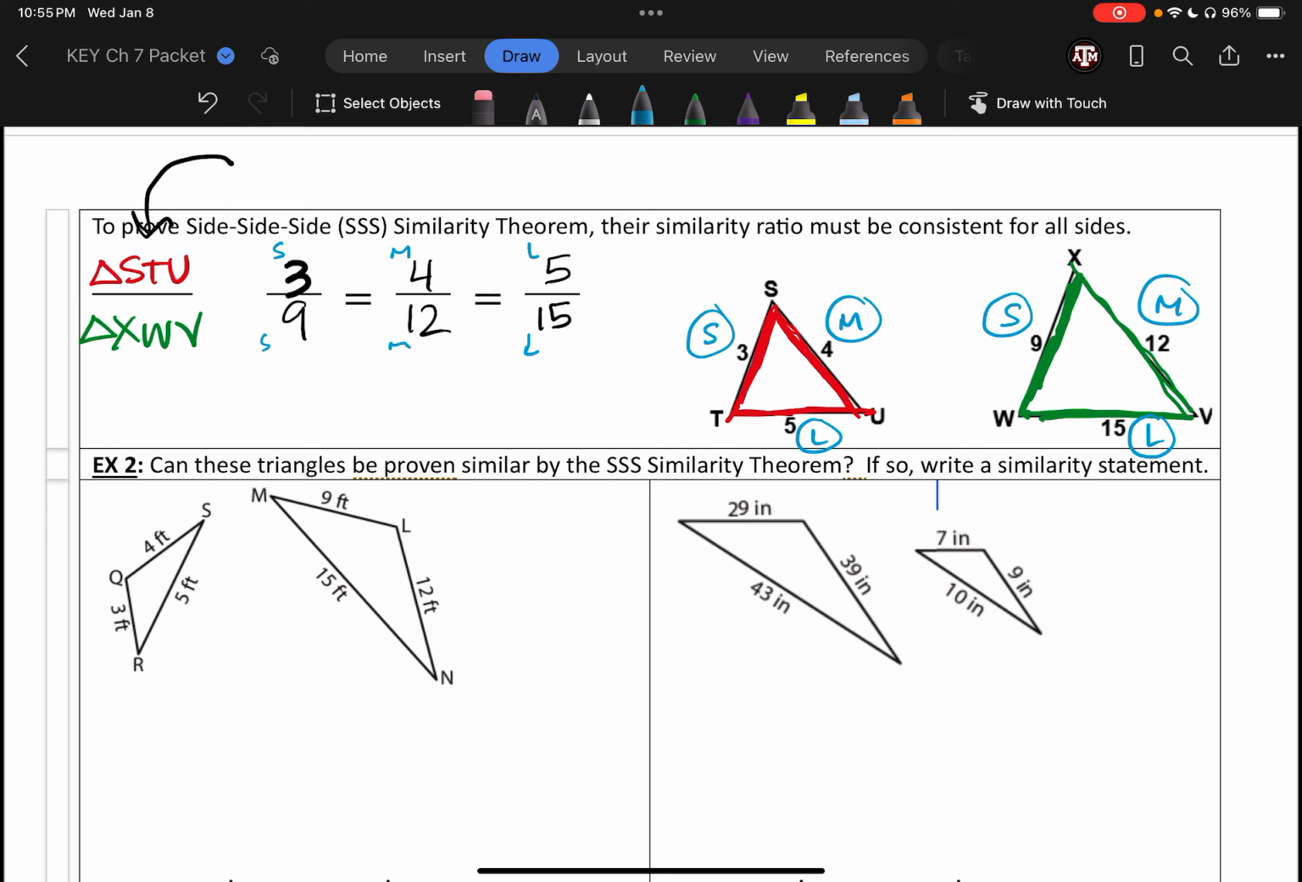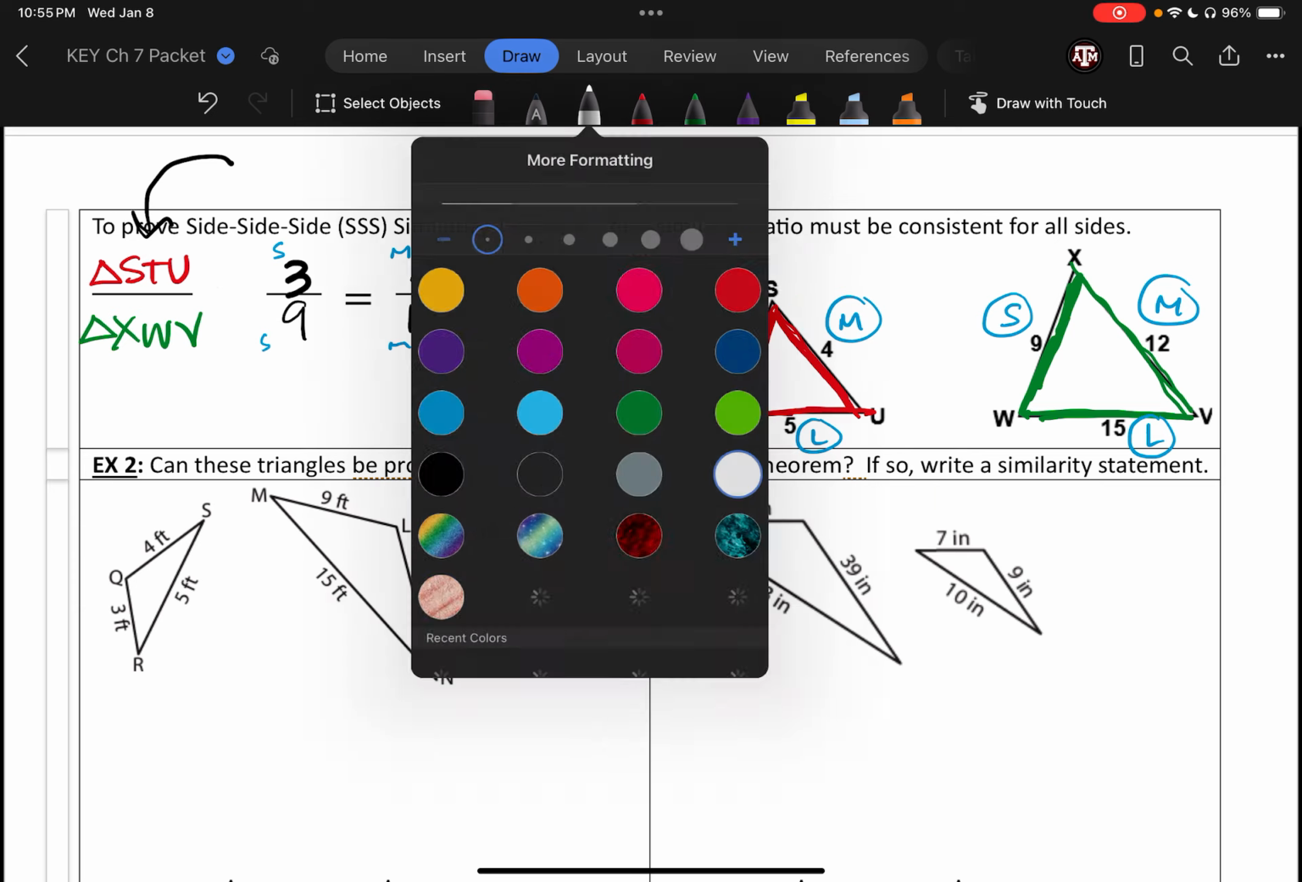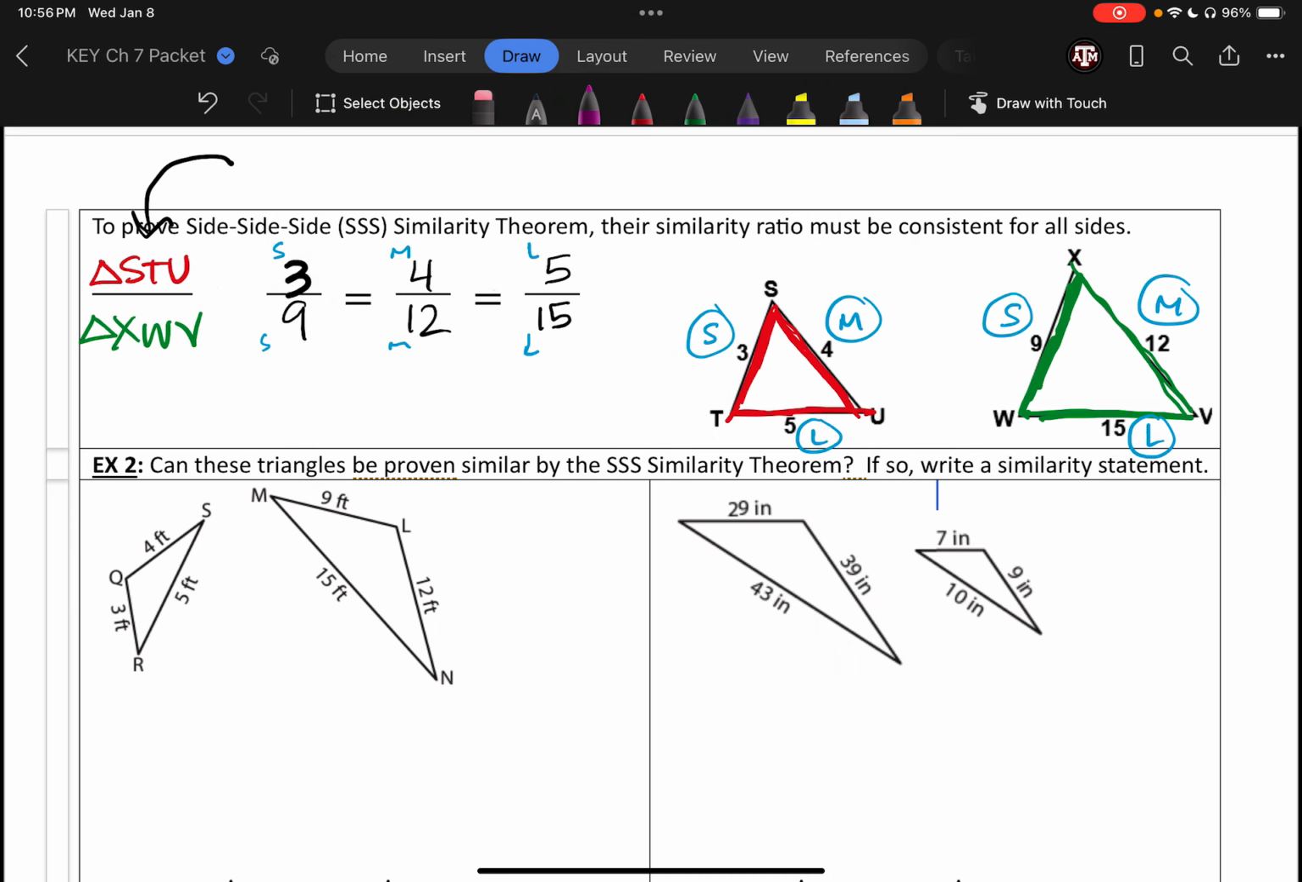Well, let's simplify. Again, as a reminder, if you're not sure how to simplify, you can always do this with the calculator. If I look at 3 over 9, that simplifies to 1 over 3. 4 over 12 also gives us 1 over 3. 5 over 15, 1 over 3. So what you'll notice here is that all of these ratios are equal.